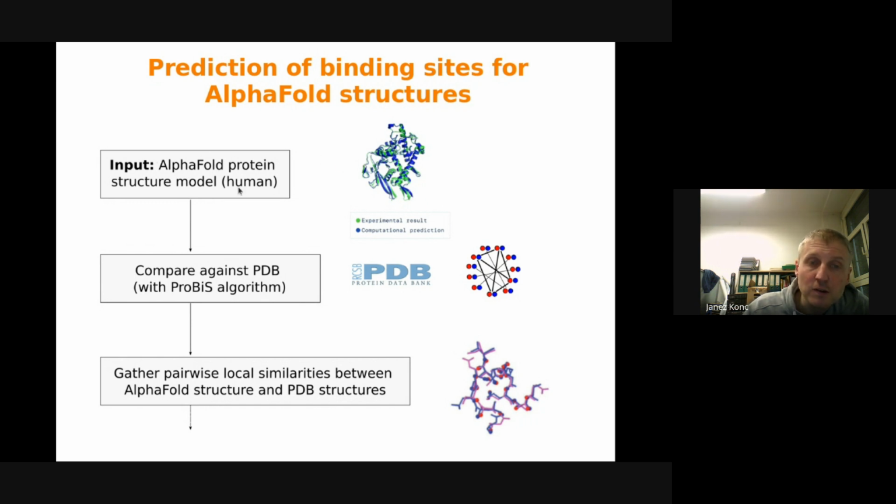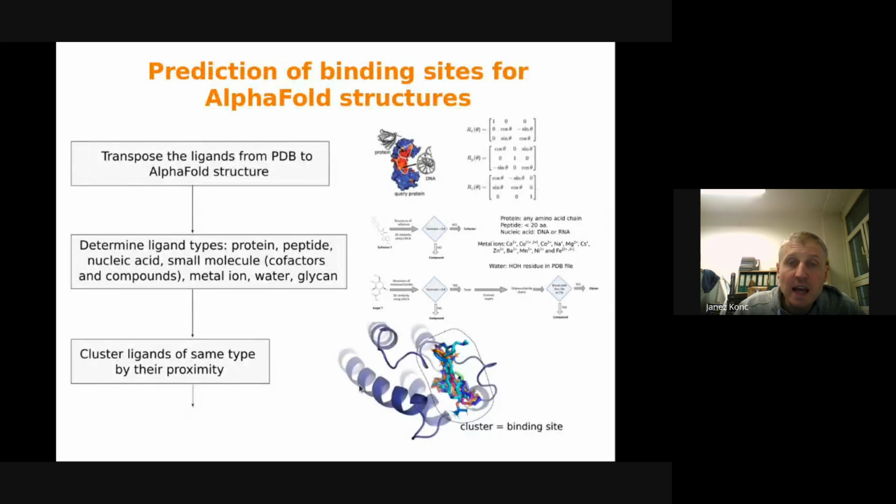So we take an AlphaFold protein structure model as input. We compare it against the PDB using the ProBiS algorithm. We find these local structural similarities between the AlphaFold protein structure and PDB structures. And then we can transpose or move the ligands, as I already explained, from the PDB to the AlphaFold protein structures.